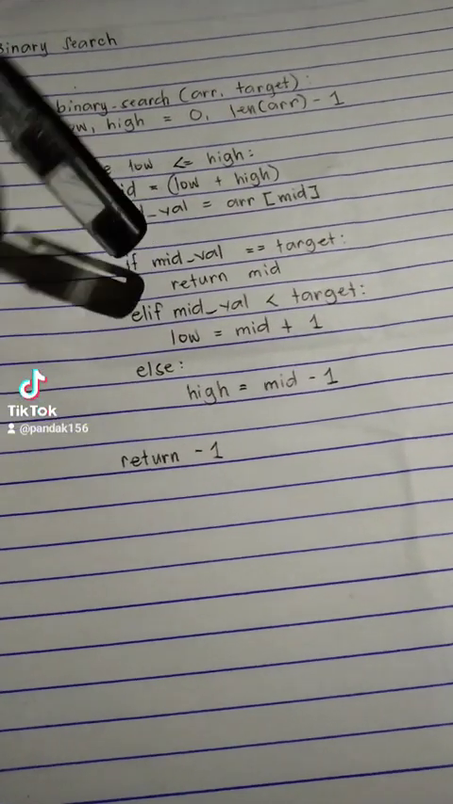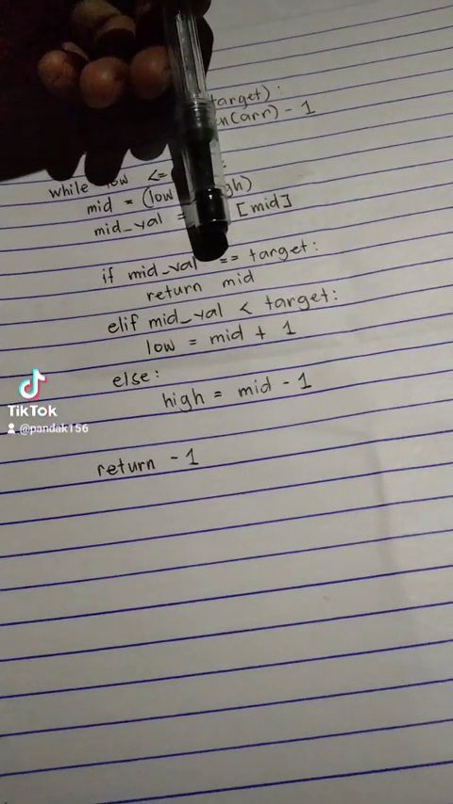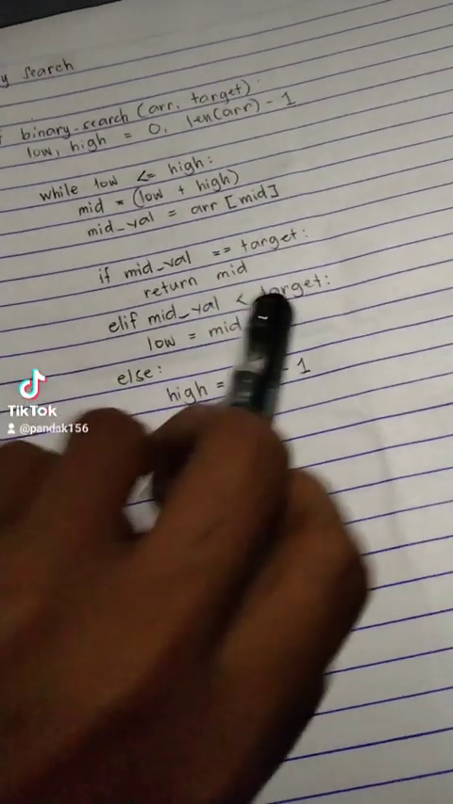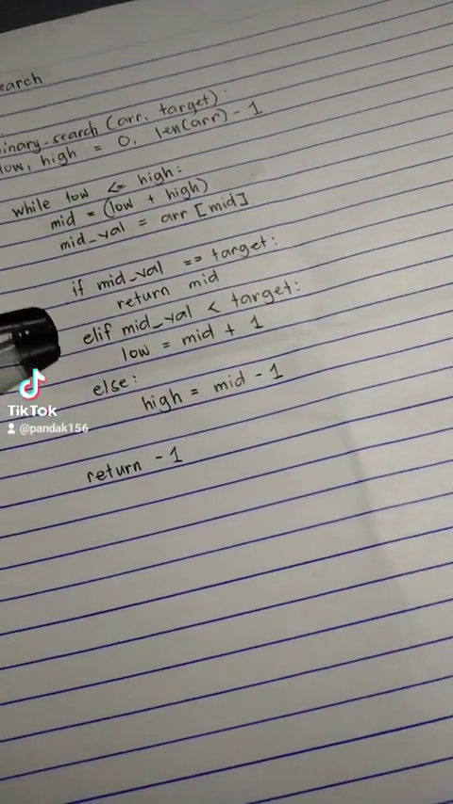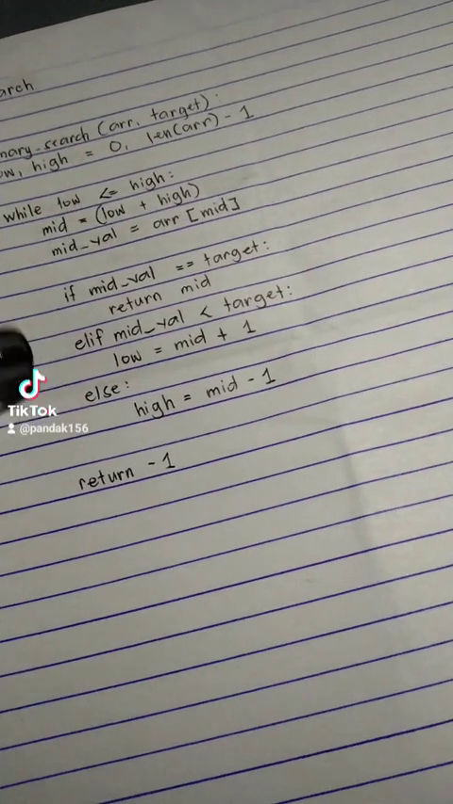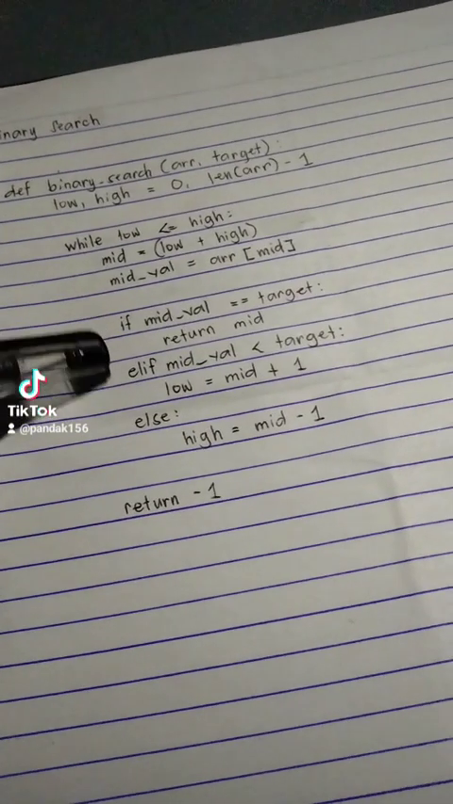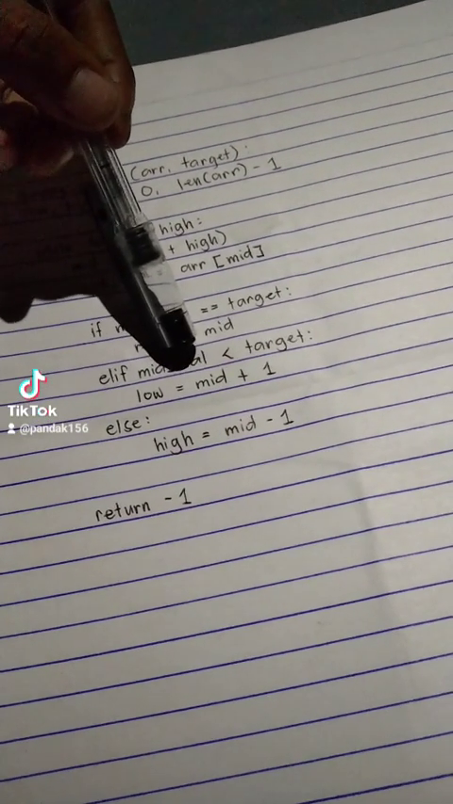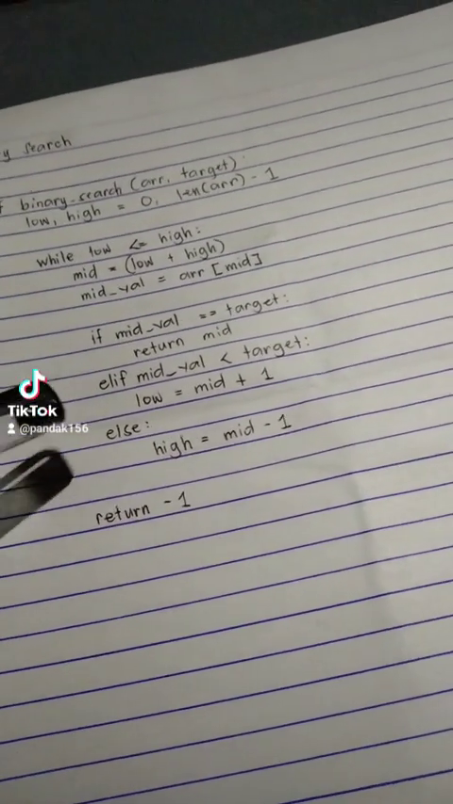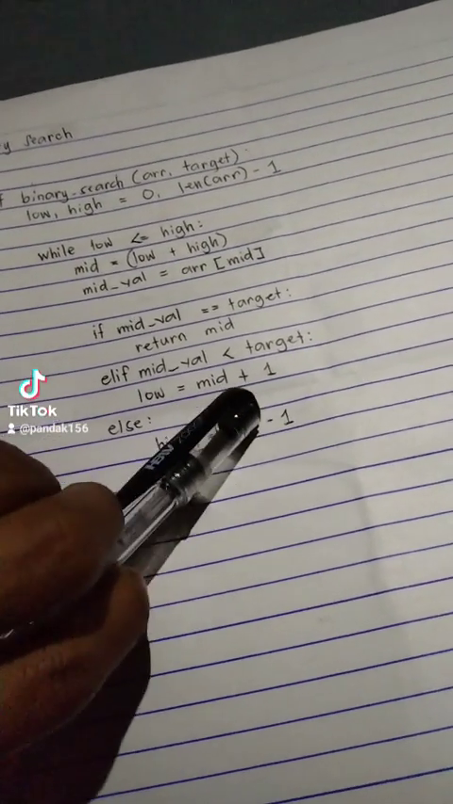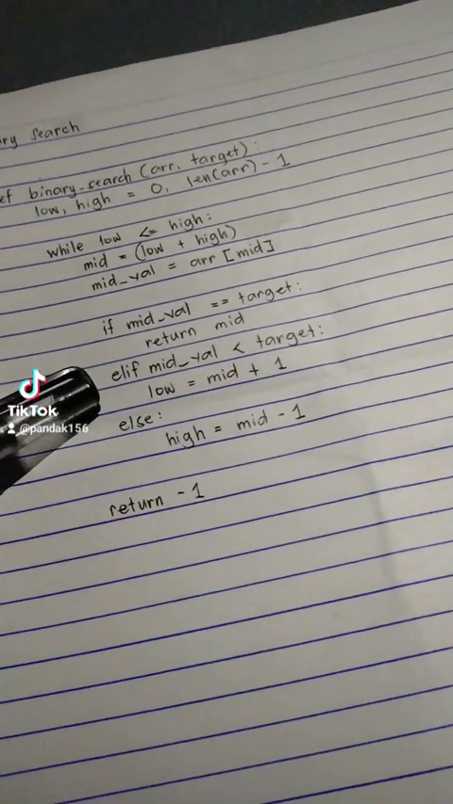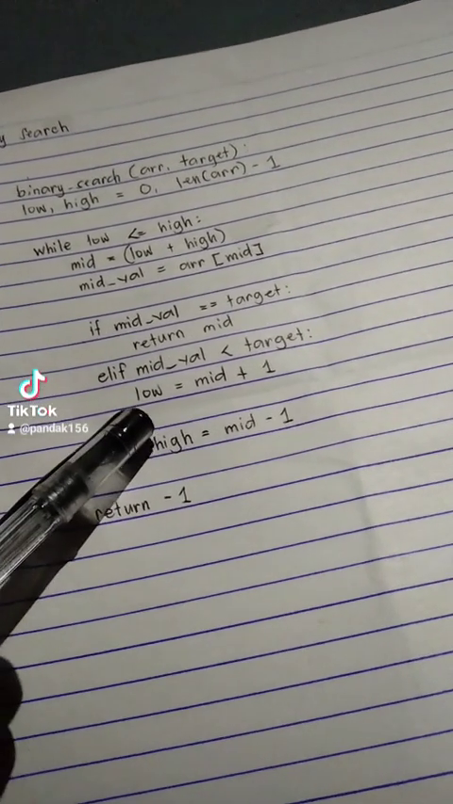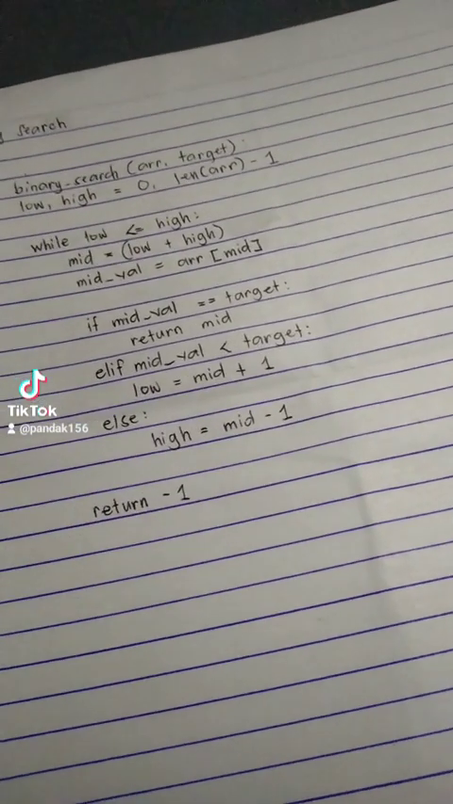If mid val is equal to target, return mid. In this line, target found. If mid val is less than target, low equals mid plus 1, adjust low to search the right half.